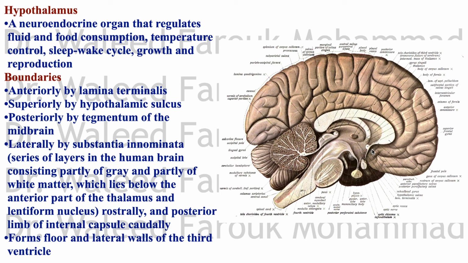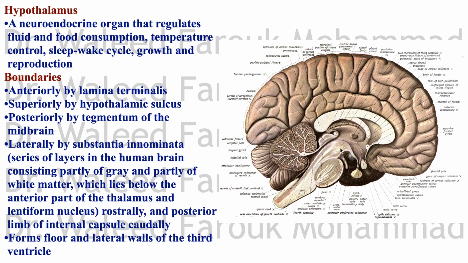The boundaries: anteriorly by lamina terminalis, superiorly by the hypothalamic sulcus. You see that? This is the hypothalamic sulcus, separating it from the thalamus. Posteriorly by the tegmentum of the midbrain. This is the midbrain here. And laterally by what's so-called the substantia innominata, means the substance that has no name.